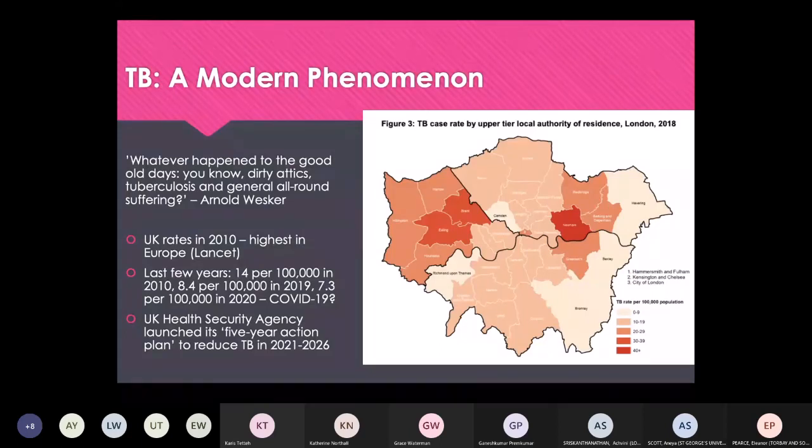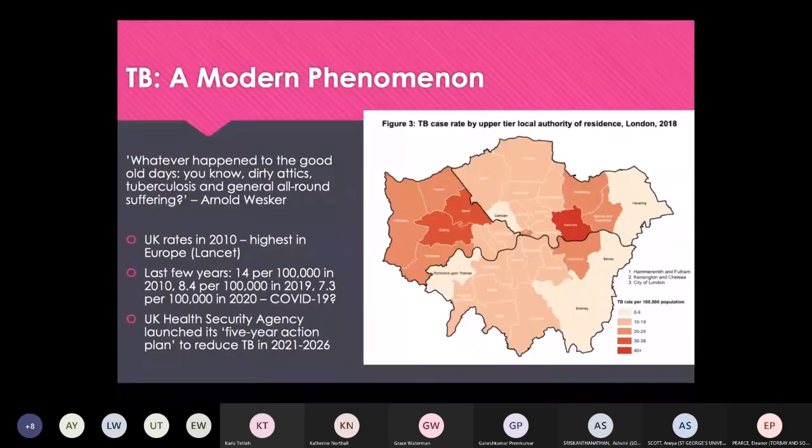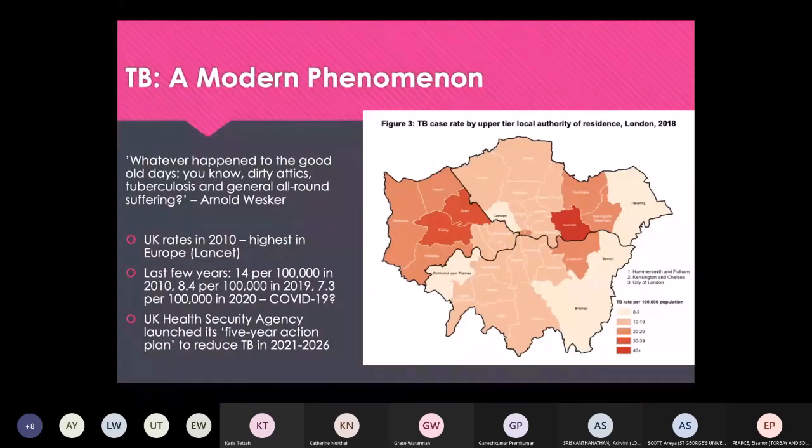So this is just a map from a few years ago in 2018, and you can see the boroughs highlighted in red are where there's 40 plus cases per 100,000 of people with TB. And in 2010, the Lancet published an article saying that we actually had some of the highest rates in Europe.